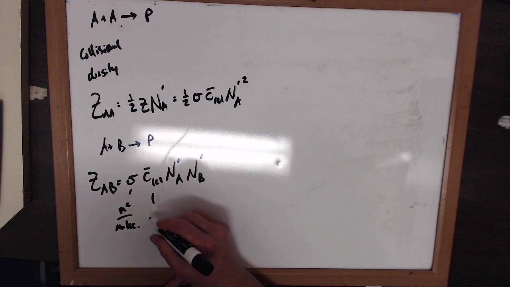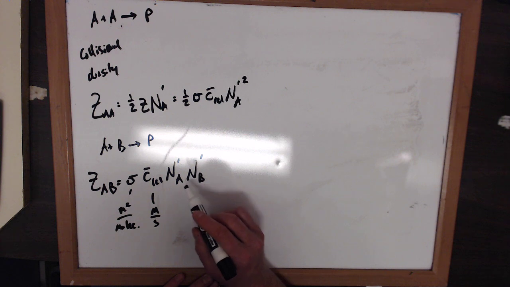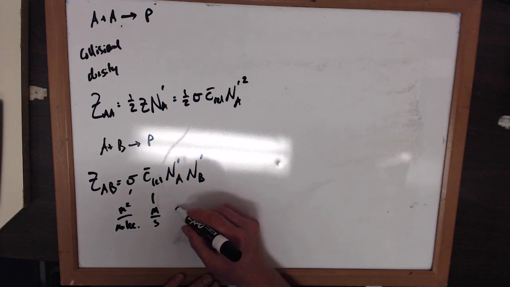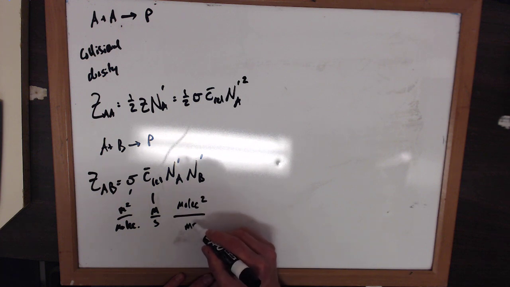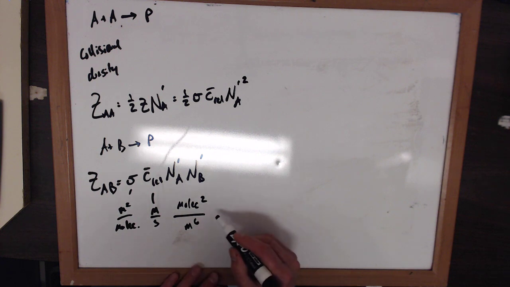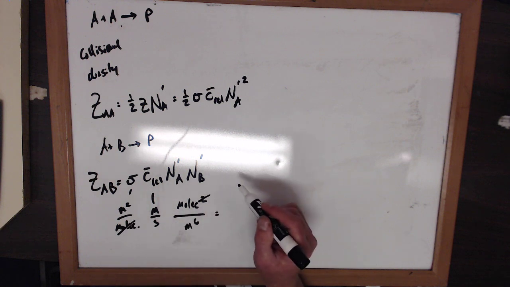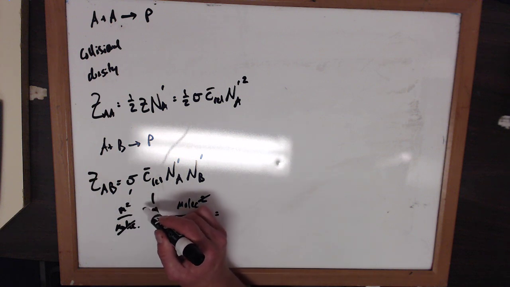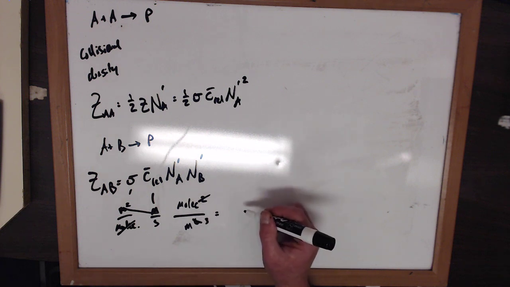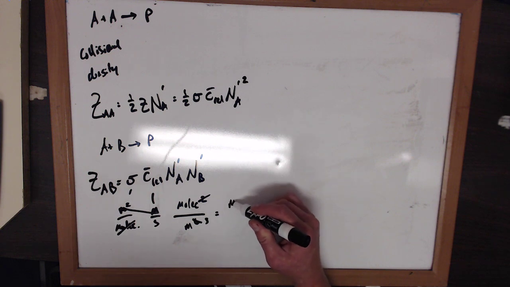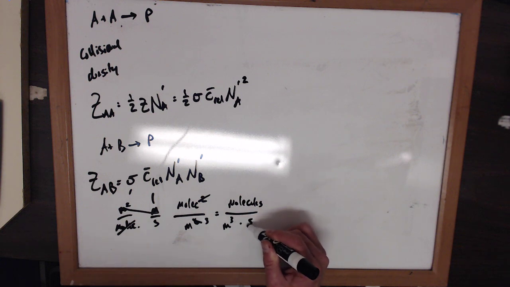The relative velocity will be meter per second. And the two number densities, because it's number density squared, that's going to be molecule squared divided by meters to the 6th power. Okay, and then the molecule squared cancels with the molecule, and the meter squared times meter gives me meter cubed. So that cancels with meter to the 6th power to give me meter cubed, and per second. So all of that gives me molecules per meter cubed per second.